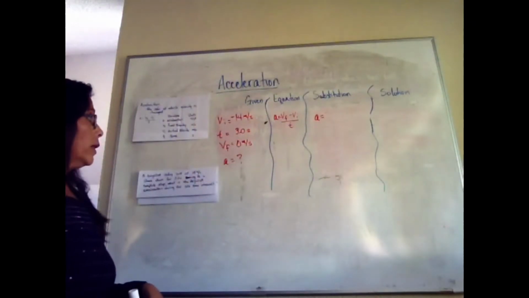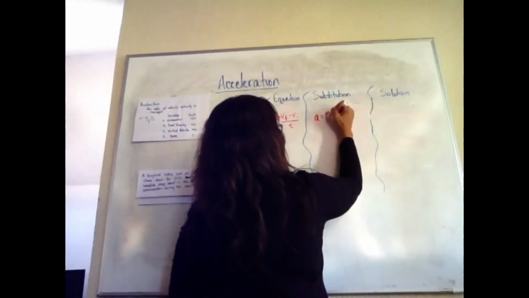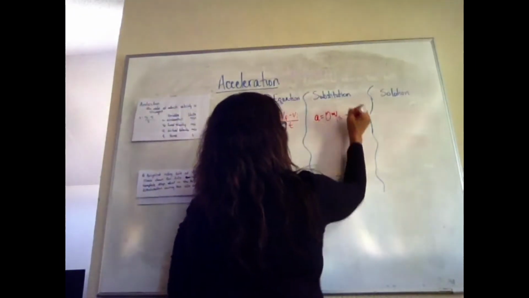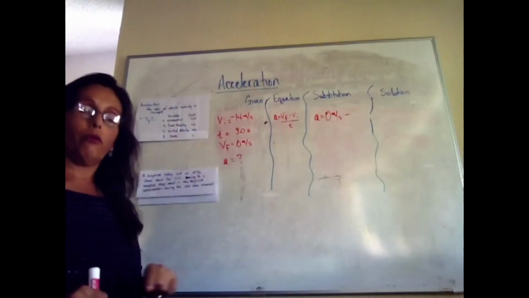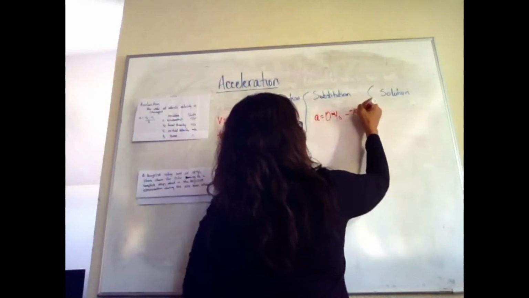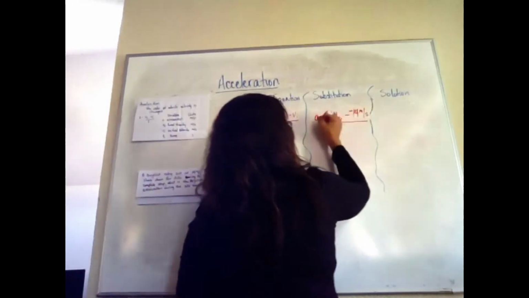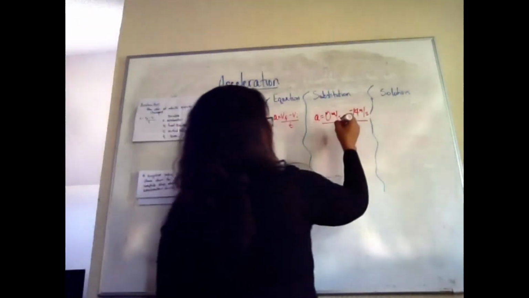is equal to what? Our final velocity here was 0 meters per second. And we're going to subtract from that our negative 14 meters per second because that's the initial velocity. And we're going to divide it by our time interval of 3 seconds.